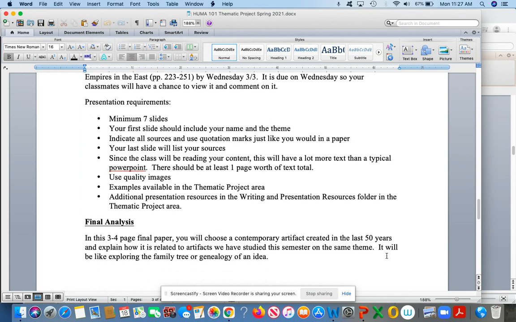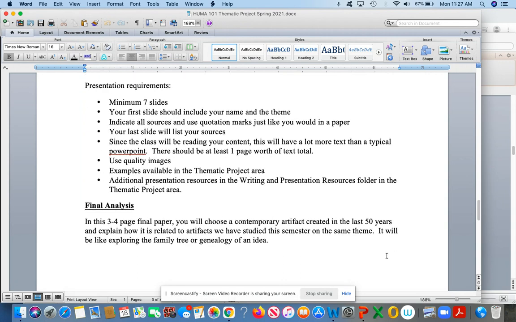And here are the basic presentation requirements. Again, there are examples in the folder. One thing I do want to point out is that there'll be a lot more text than a typical PowerPoint unless you want to do a voiceover PowerPoint or a video lecture of your PowerPoint. So make sure there's at least one page worth of text total on your slides unless you are doing a lecture.